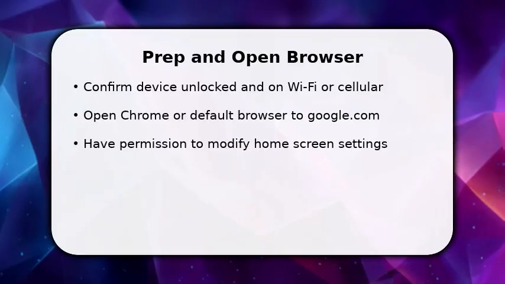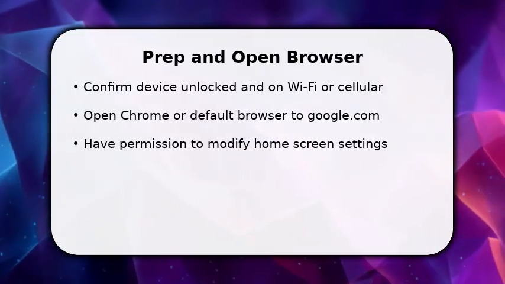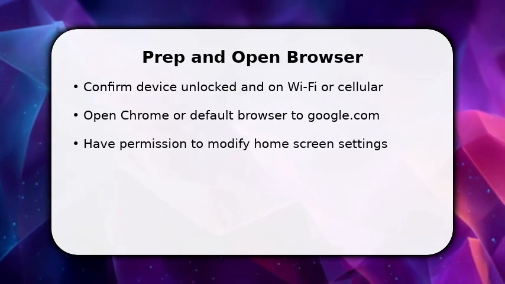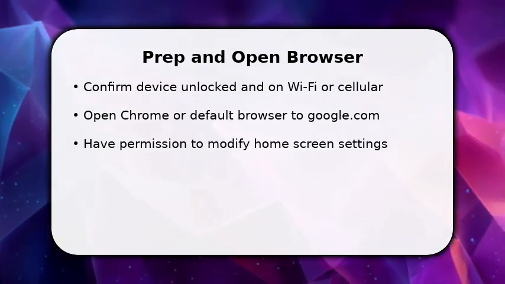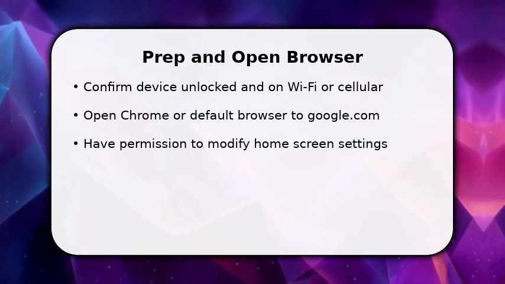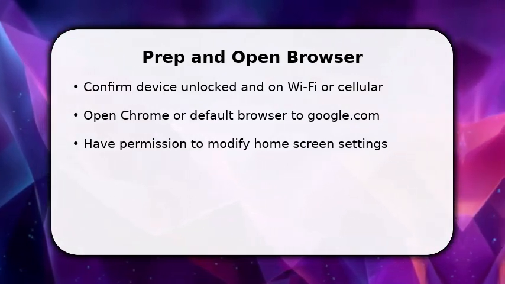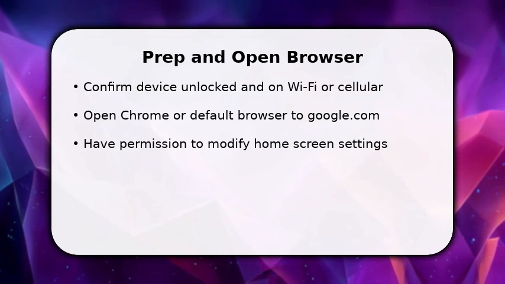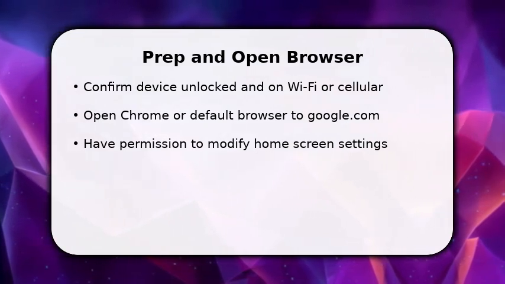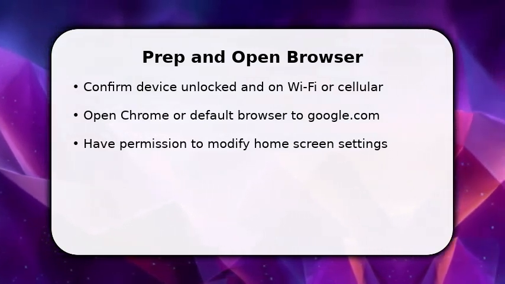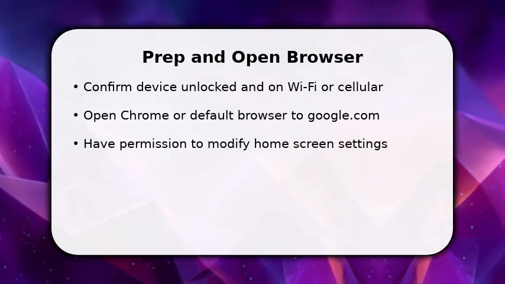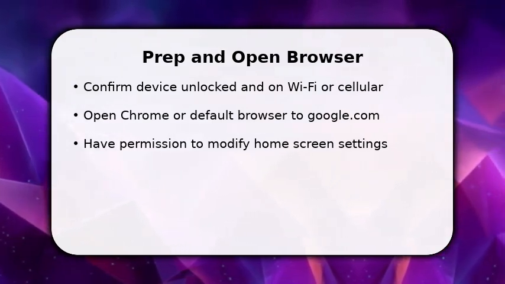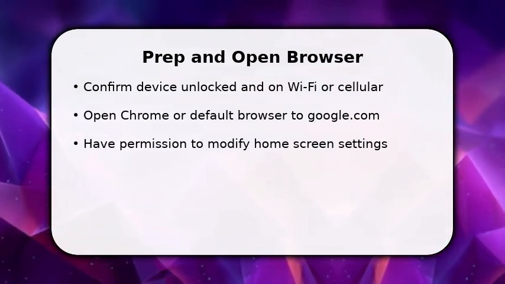Enjoy the video. You start by unlocking your device and connecting to Wi-Fi so downloads and changes go smoothly. Open Chrome or your phone's default browser and navigate to Google.com. This is where you create the shortcut. Once done, make sure you're on the exact Google page you want, search homepage, or a specific Google app page, because the shortcut will link directly to that URL.